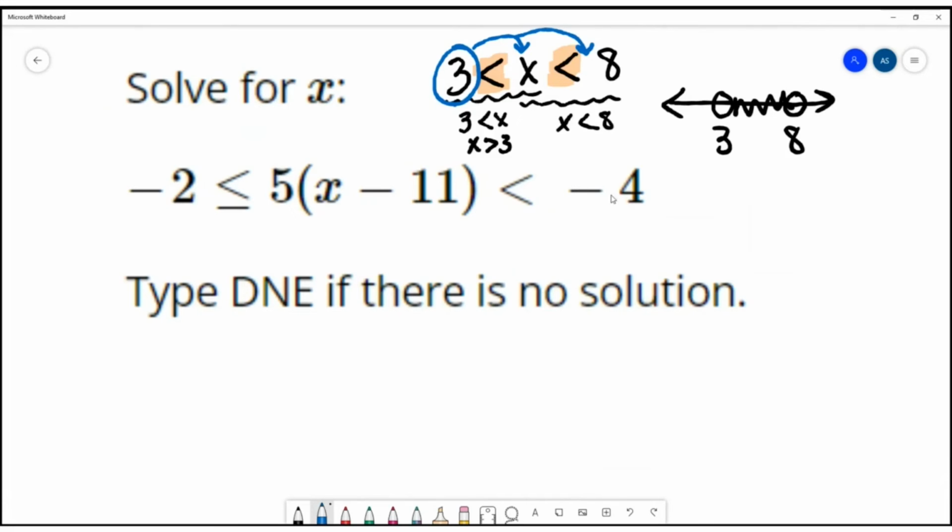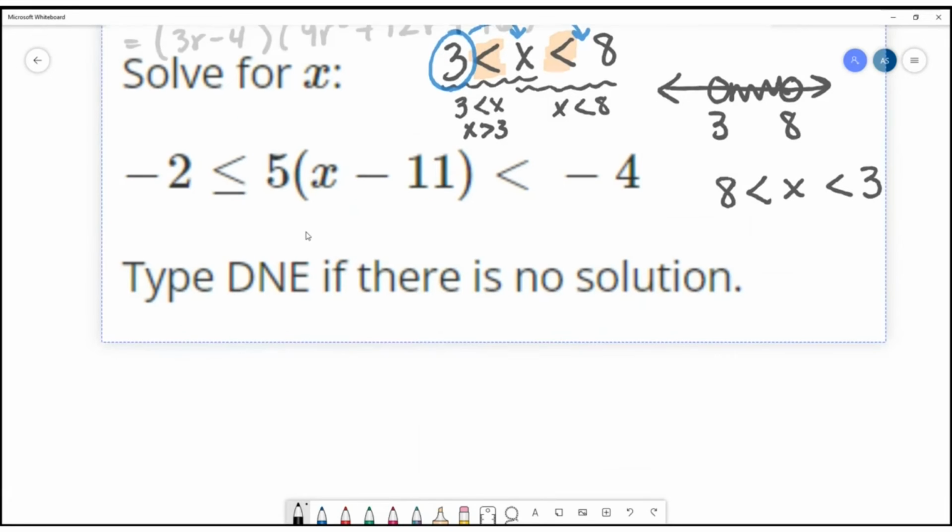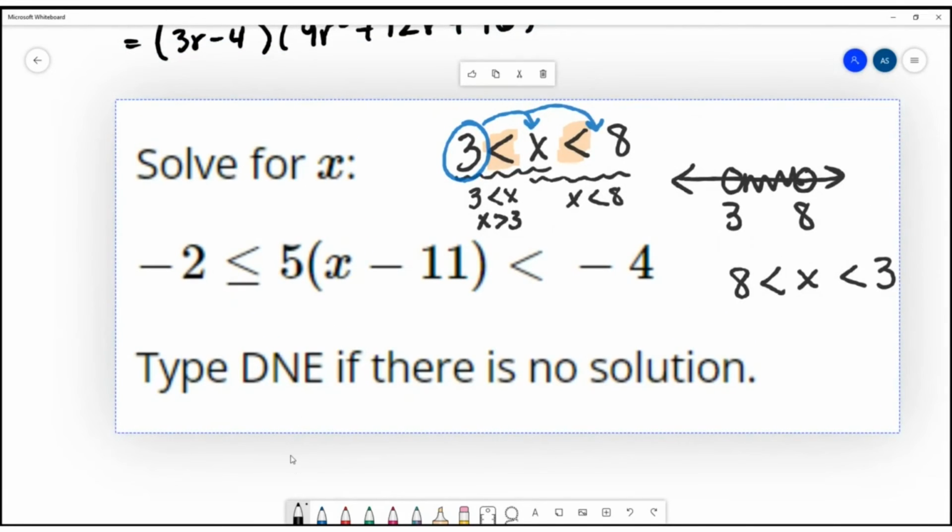On the number line, -4 is smaller than -2. So right from the start here, this compound inequality is not following the right pattern to have solutions. So it would be essentially like we were saying 8 is less than x is less than 3. And there are no numbers that are bigger than 8 and also less than 3. So we're going to get no solution on this one. If you were to work it out, let me give you some details on that.